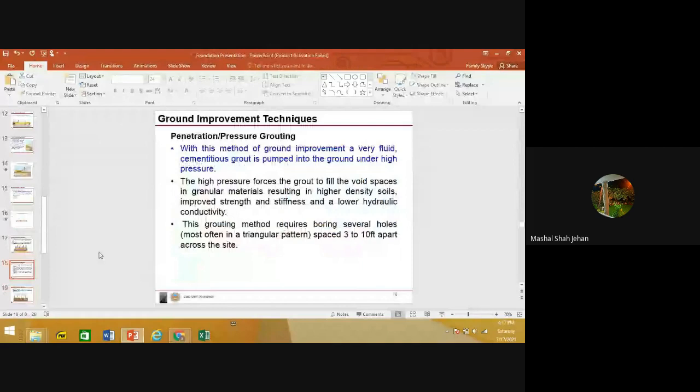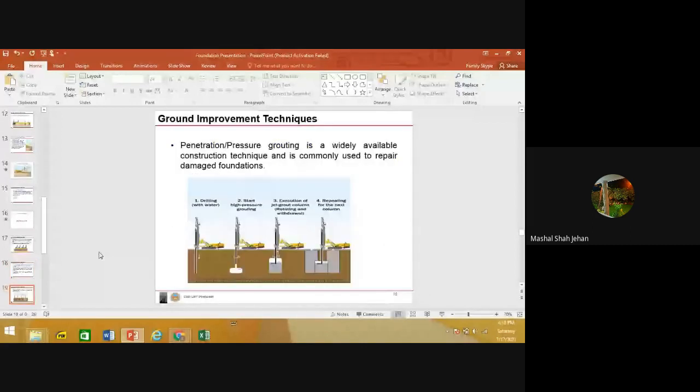Then we have penetration or pressure grouting. In this ground improvement technique, we use a fluid cementitious grout and pump it into the ground at high pressure. The high pressure forces the grout to fill the void spaces in granular material, which results in higher density, improved strength, stiffness, and lower hydraulic conductivity. This grouting method requires boring several holes spaced 3 to 10 feet apart across the site. In this figure, it can be seen that initially drilling is done, then high pressure grouting, then execution of the jet grout column, and then repeating for the next column.